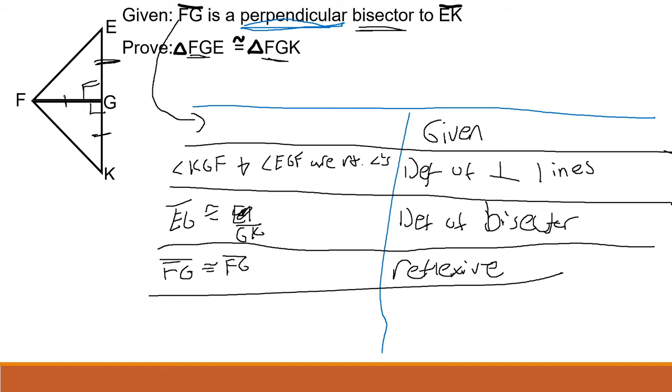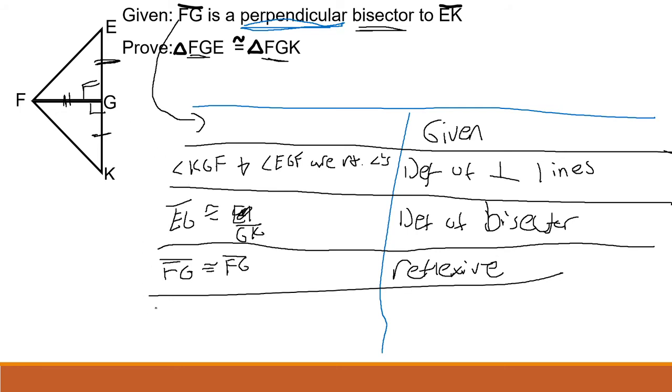Now, I don't have HL, but it does look like I have a side angle side case because I have a set of matching sides. I have the angle between them that's congruent because they're both right angles. And then I have another set of matching sides, which is the shared piece. So I have a side angle side case here, even though I don't have an HL, which is fine. You don't have to use HL. HL is just a shortcut. But if side angle side is going to be easier to use, then let's do that.